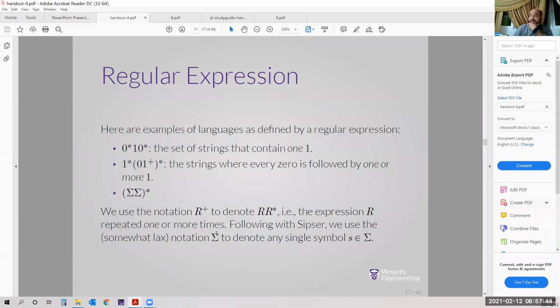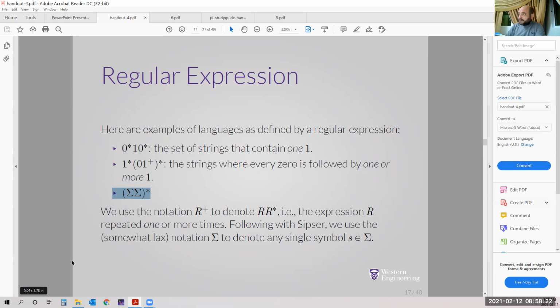Here are examples of languages defined by regular expressions: 0 star 1 0 star, the set of strings that contain 1. Here, 1 star (0 1 star) plus star, the strings where every 0 is followed by 1 or more. Sigma sigma star, I leave it for you as a class practice. So it will be added to yesterday's questions, and I will add it to the Google Drive tonight.